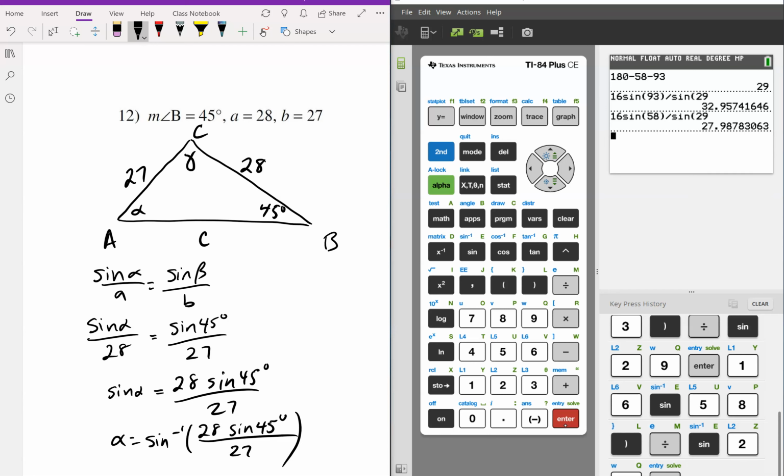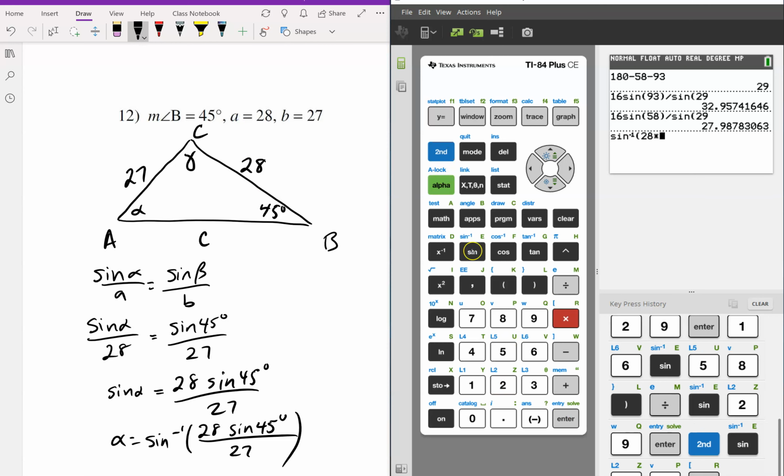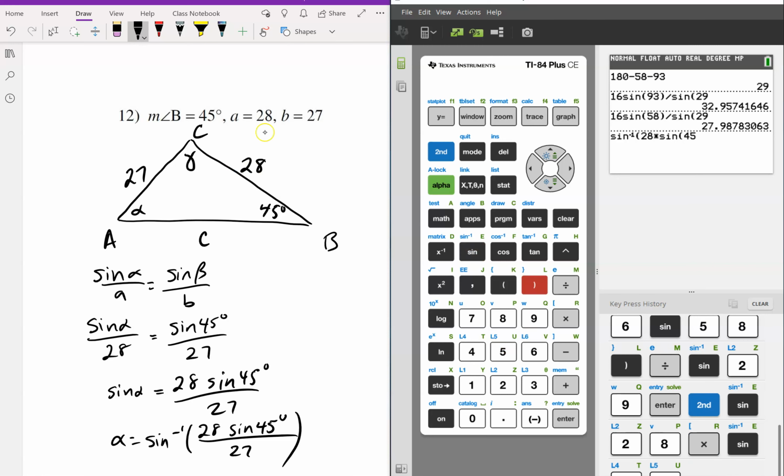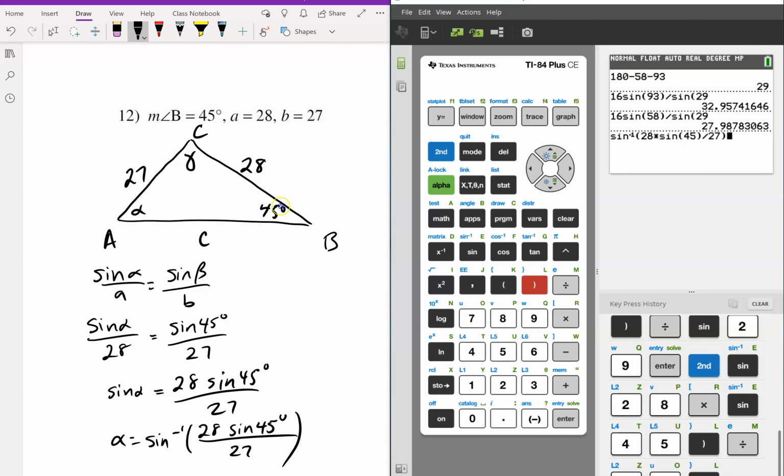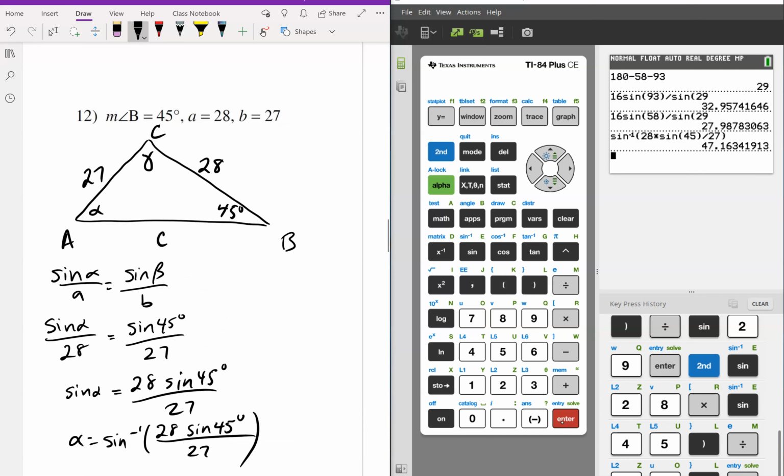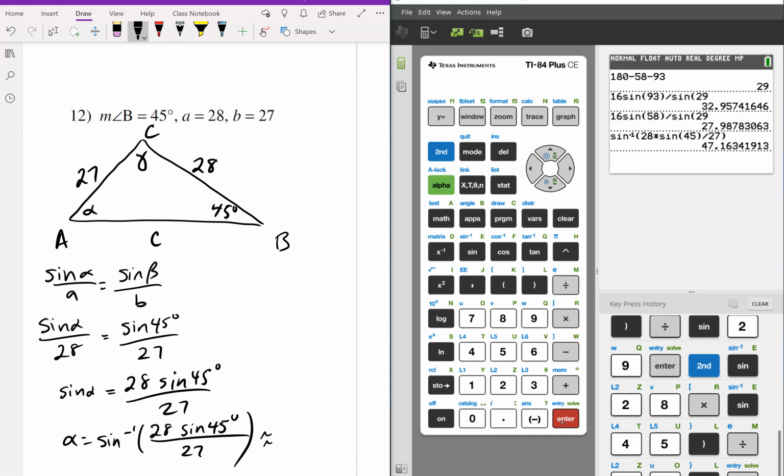So we'll do inverse sine. 28 times sine of 45. Make sure you close your parenthesis. Divided by 27. Then we get roughly 47.1634 degrees. Okay, this is one angle.